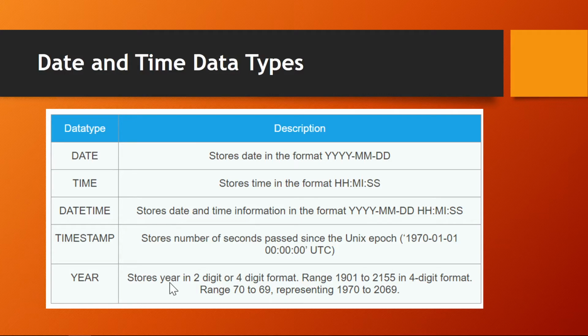Next, date and time data types. Data types for storing a date or a DateTime value in a database. Simple as that. As you can see here, there are a lot of formats. If you choose a date, it will give you a format of year, month, and day. If you choose time, it will give you hours, minutes, and seconds. Okay, so simple thing.